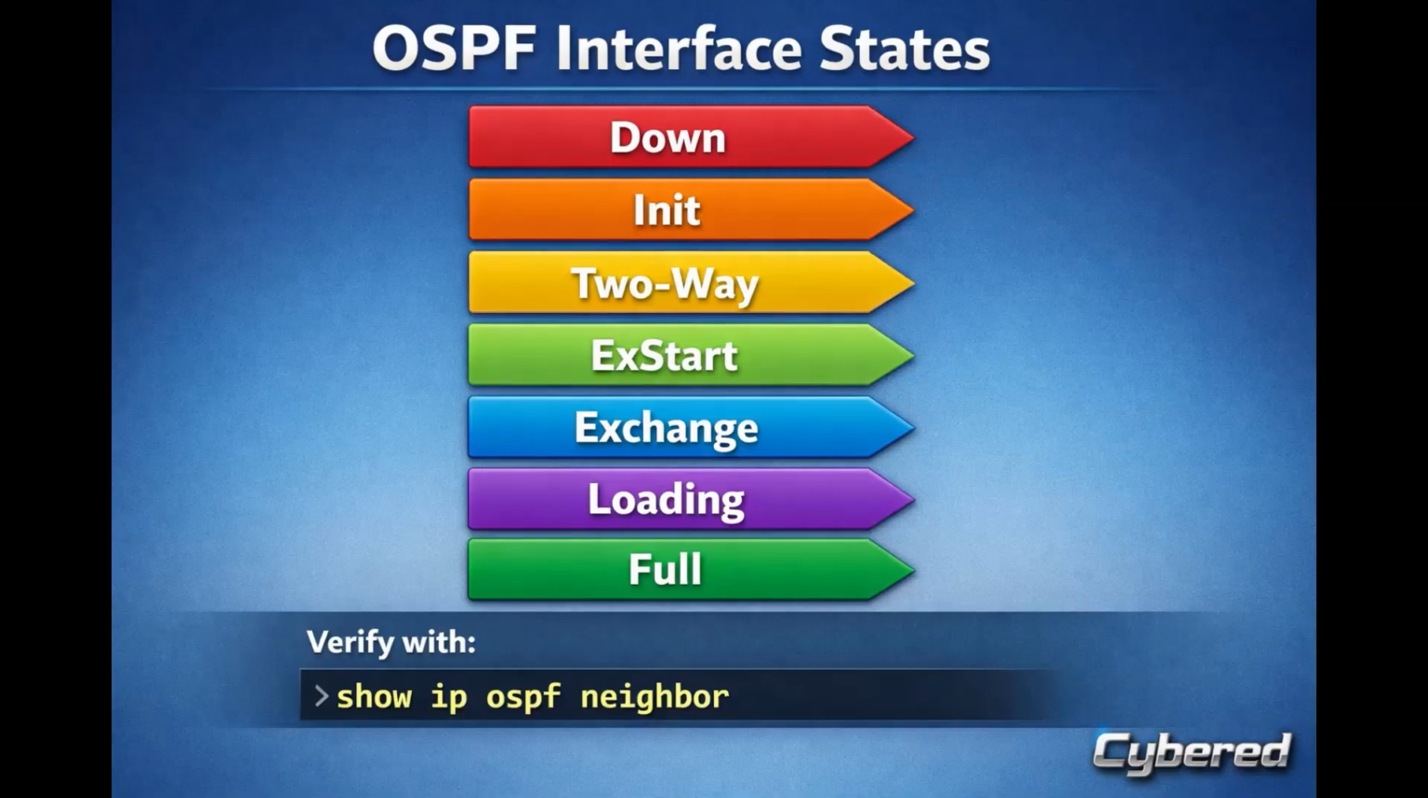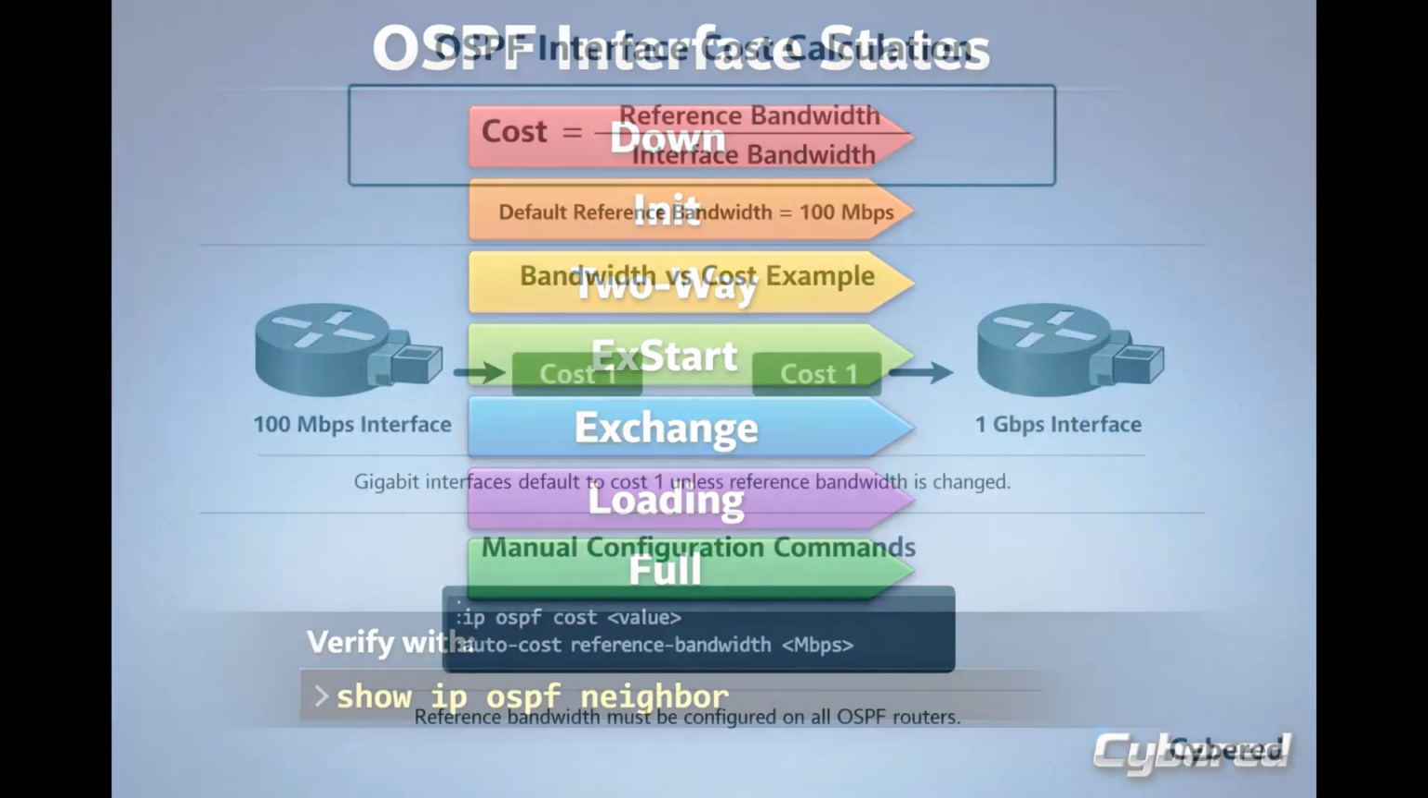Here are the OSPF interface states: 1 down, 2 init, 3 two-way, 4 ExStart, 5 exchange, 6 loading, and finally 7 full. And you can verify with show ip ospf neighbor.